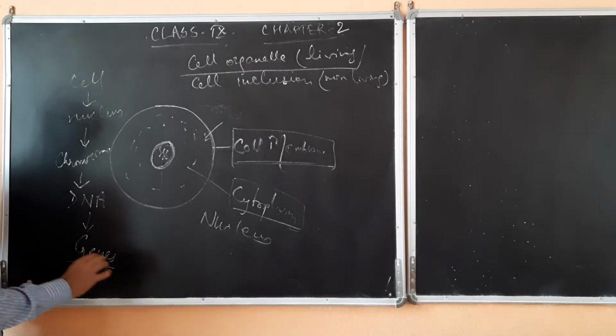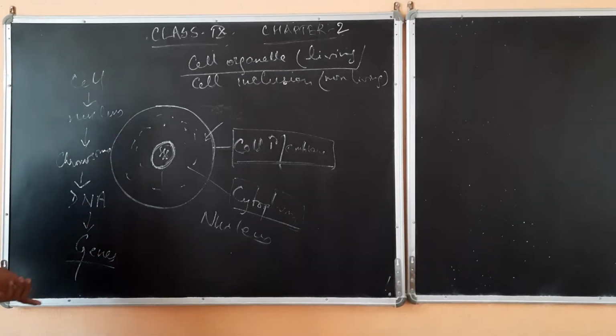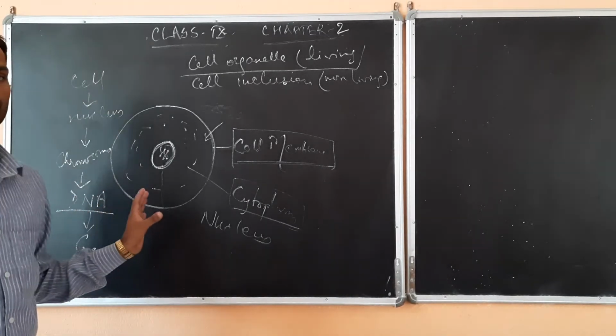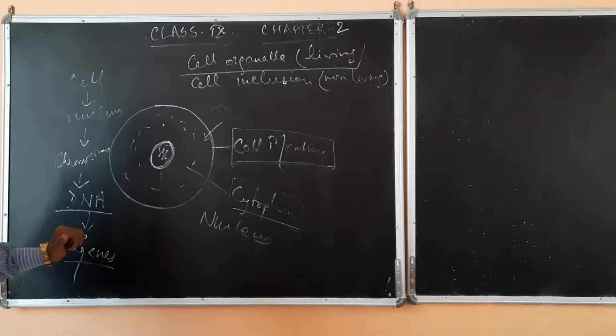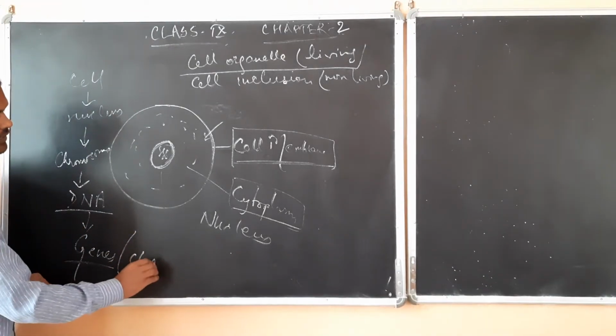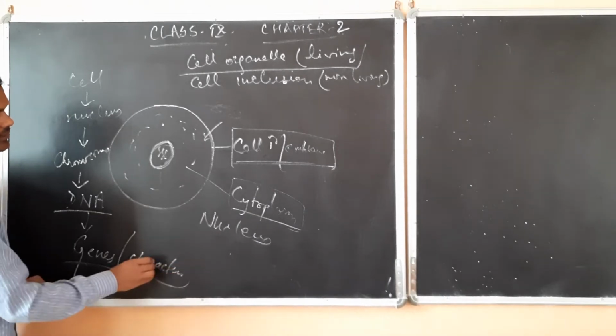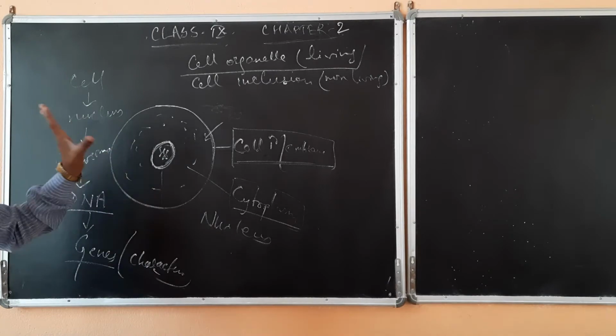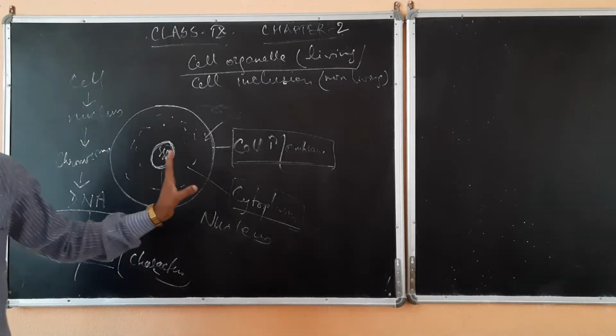DNA contains genes. These are the functional units or functional segments of DNA. They are called genes, which are responsible for the characters. Whatever characters are there, that is the speciality of genes. Due to this, you have the characters. So this was an overview.